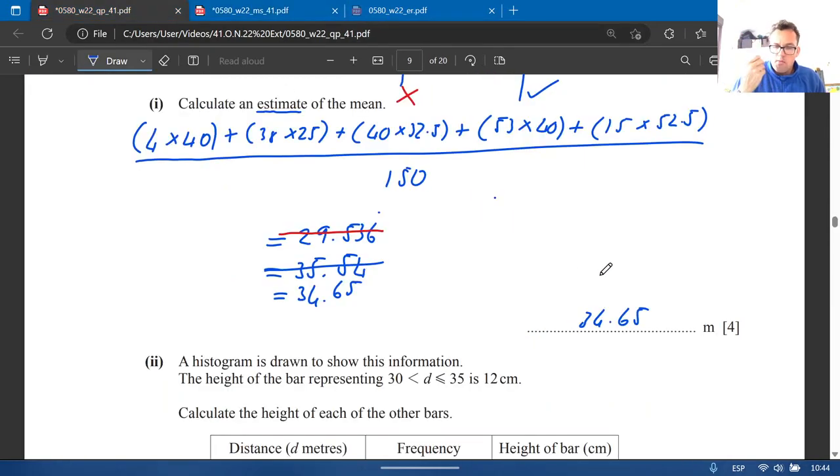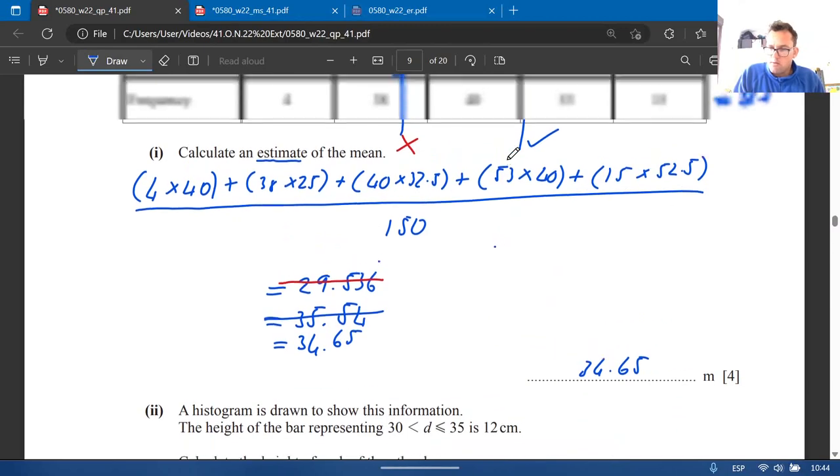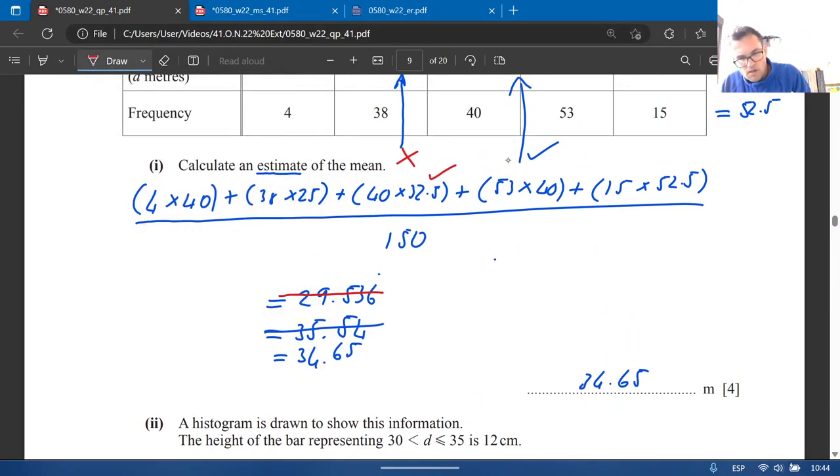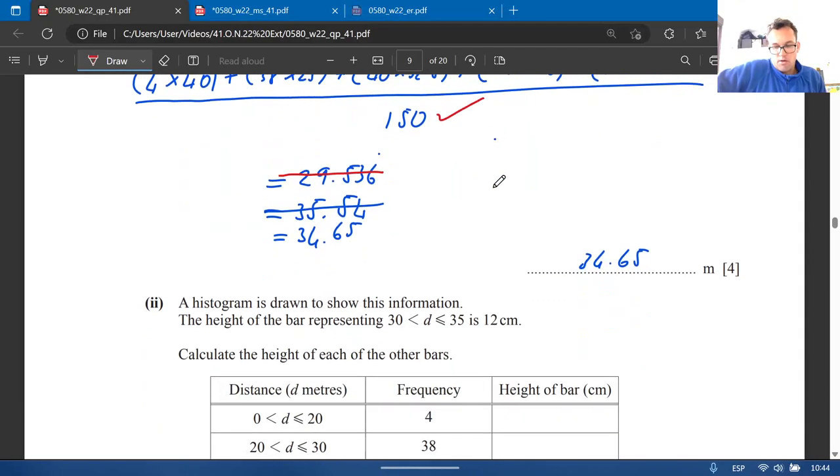Double check it. Be confident though, if you show your working out, like you show that you use the midpoints, you show that you add them together, show the divide by 150, you'll get 3 out of 4 marks. And then if you just have a typo like I did, you still get most of the marks. But today just is not my day. I make lots of mistakes.